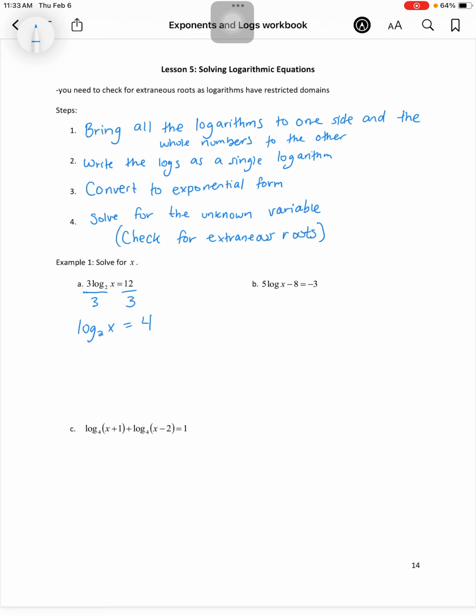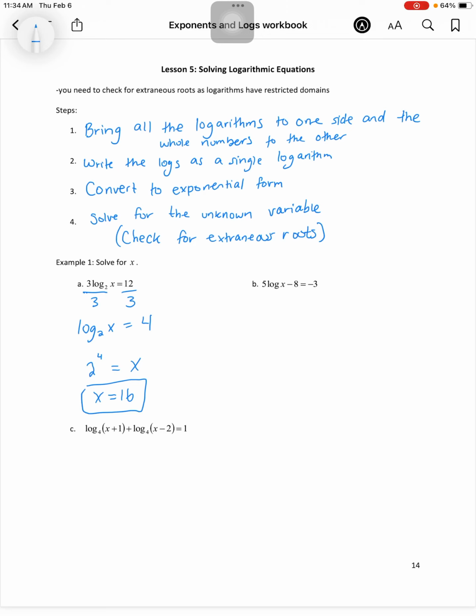Now at this stage, we could just do the switch method I taught you guys in an earlier lesson, where now the 2 gets attached to the 4, and then the x goes into the other side of the equal sign. And then our last step is we're just going to simplify 2 to the power of 4, which is going to be 16. So x equals 16, and that will be our answer in this case, and don't forget to box your answers.